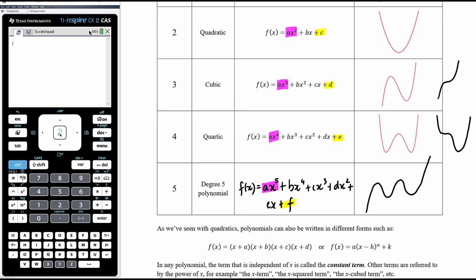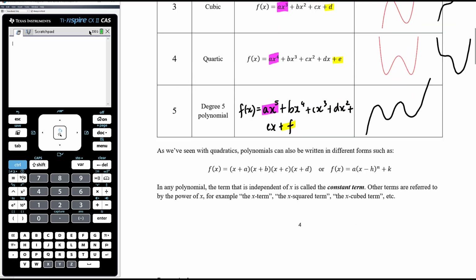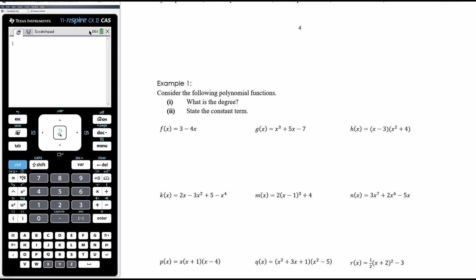Coefficients are so the coefficient of x to the power of 4 in this polynomial would be b. Okay, so just being confident with that language we use around polynomials. So let's have a look at an example here. Consider the following polynomial functions. What is the degree, and state the constant term.